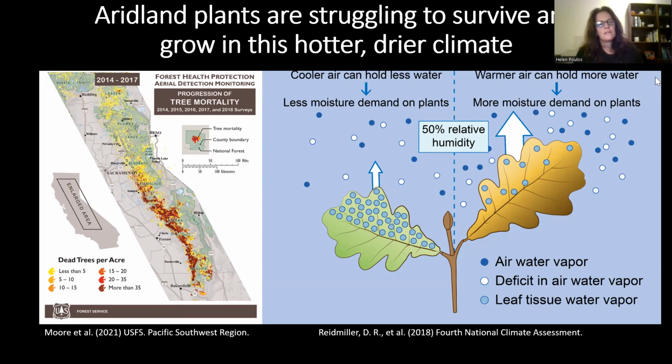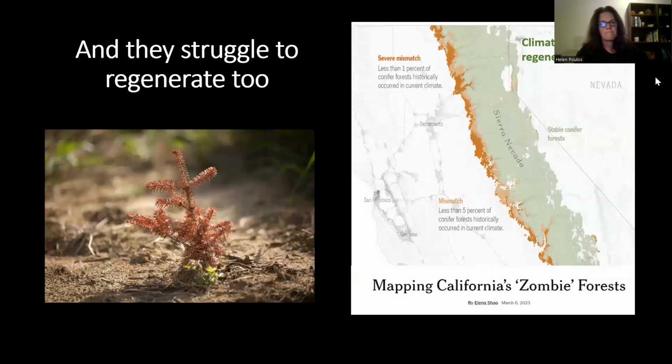And so what we see on the left is a time series of tree mortality using remotely sensed imagery from 2014 to 2018. And we can see increases in the numbers of dead trees per acre, but also that the lower elevations, where it's the hottest and driest, are the areas that are experiencing the highest tree mortality. And of course, that has to do with increases in evaporative demand and increasing pressure deficits that increase drying in the leaf and make it more difficult for plants to grow in this hotter, drier climate.